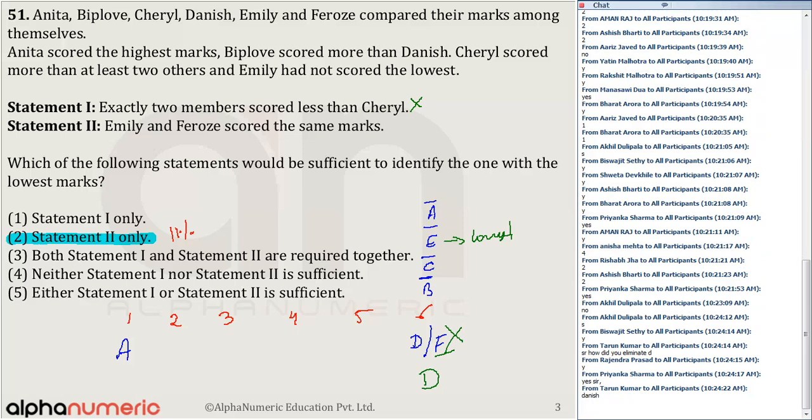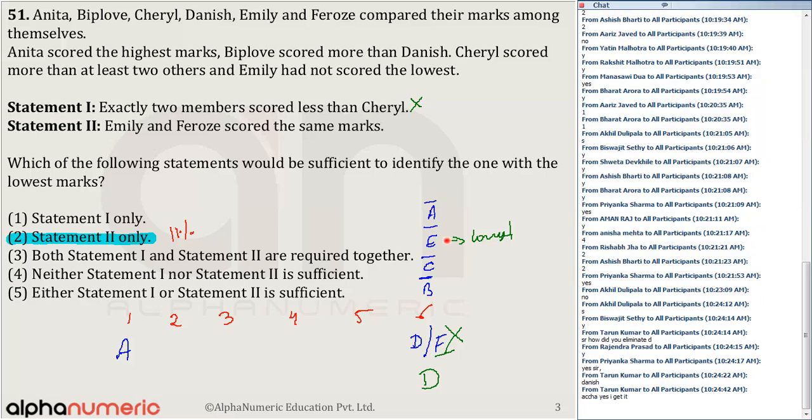Remember, D and F, only these two persons can come here, and it says that Emily and Firoz scored the same marks, and it is already given that Emily has not scored the lowest mark, so E cannot come at the sixth position. If E cannot come at the sixth position, F also cannot come at the same position, because the scores of E and F are the same. So E and F cannot come at the sixth position. So the position number six, or the last position, must be occupied by D.